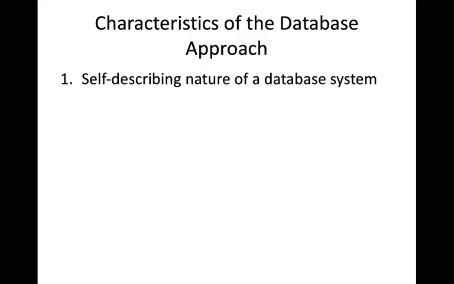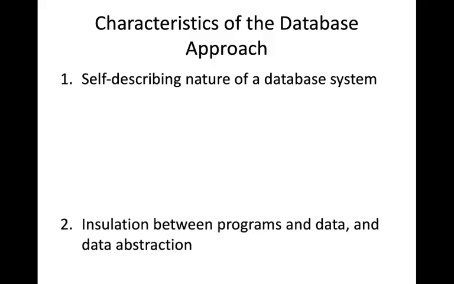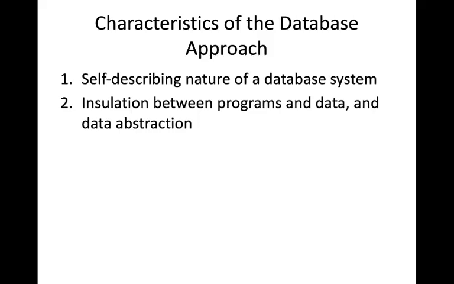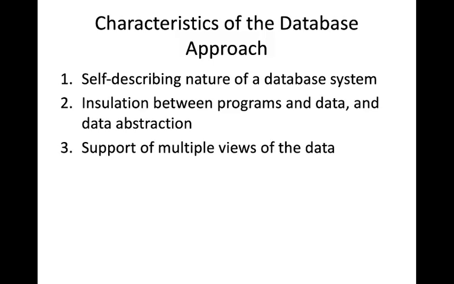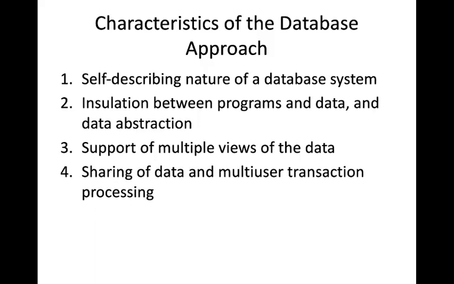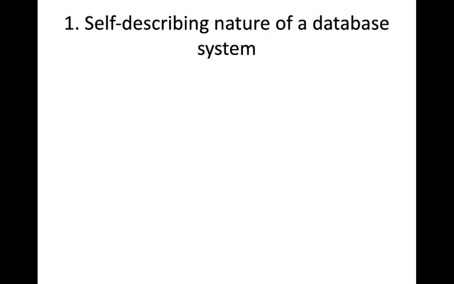So first characteristic is self-describing nature of a database system. We will see this separately. Then second characteristic, it is insulation between programs and data, abstraction. Then support of multiple views of the data, third characteristic. Then fourth one is sharing of data and multi-user transaction processing. So we will see first one, self-describing nature of a database system.